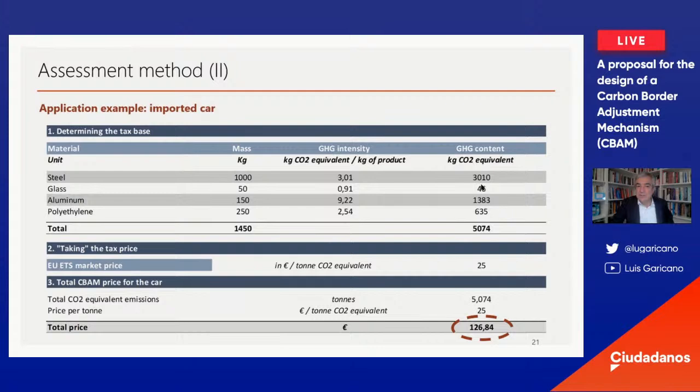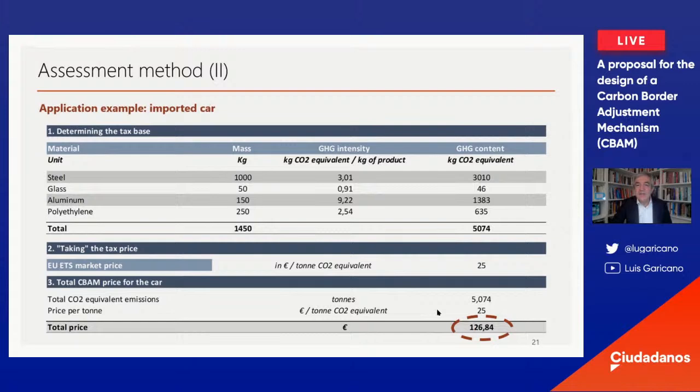Now, you go to the ETS market, you see what's the price of a ton of carbon in Europe, and you say that's 25 euros per ton. So you multiply the 5 tons by 25, and you get that this car is going to have 126 euro of carbon border adjustment mechanism at the border. Okay, that's how the system would work.